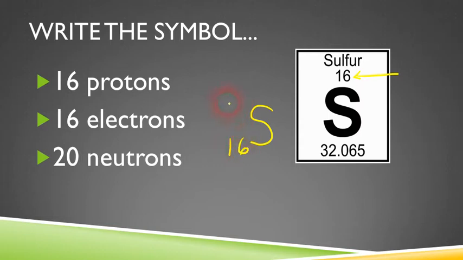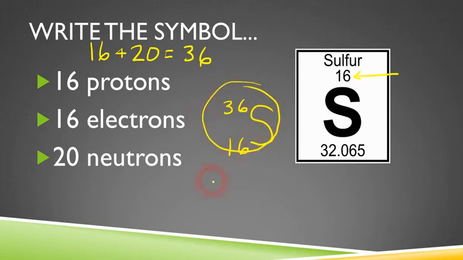And the number that goes on top, the mass number, well, what should that be? It's the sum of the protons and the neutrons. So that would be 16 plus 20. And so that would be 36. And so 36 would go on top. So that's the symbol. If we were going to name this, we would call this sulfur-36.